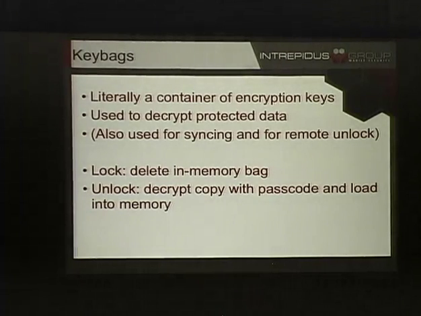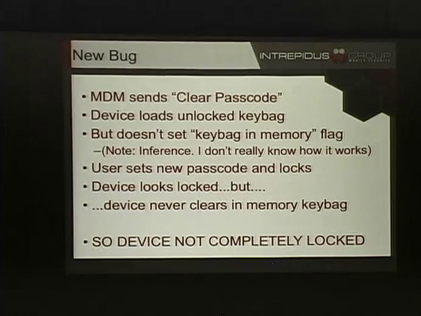Those keys do not exist in memory, therefore it can't access the protected data because it can't decrypt it. That's how it locks. It's a very strong method. When you unlock it, it finds an encrypted copy of the key bag, uses data from your passcode to decrypt that bag, and loads it into memory. So that's how the keys get passed back and forth.